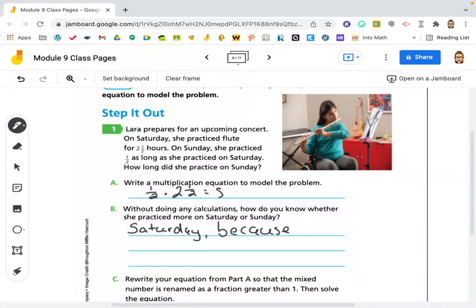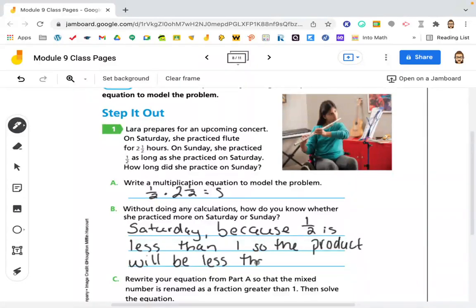Because one half is less than 1, the product will be less than 2.5.